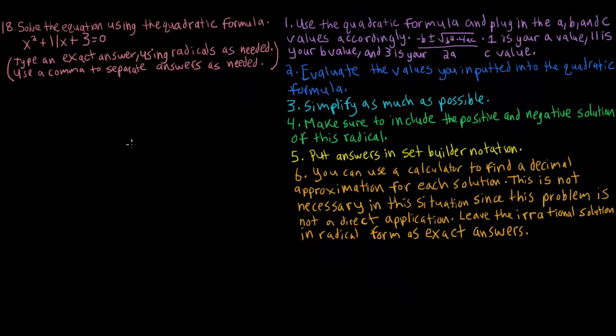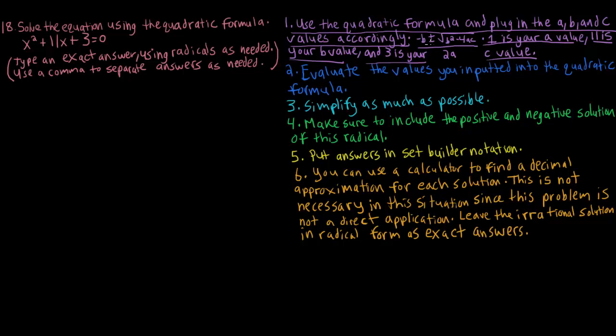18. Solve the equation using the quadratic formula. x² + 11x + 3 = 0. Type an exact answer using radicals as needed. Use a comma to separate answers as needed. So step 1, we want to use the quadratic formula, and we want to plug in the a, b, and c values accordingly. So our quadratic formula is x = (negative b plus or minus the square root of b squared minus 4ac) over 2a. So in this case, 1 is our a value, 11 is our b value, and 3 is your c value.